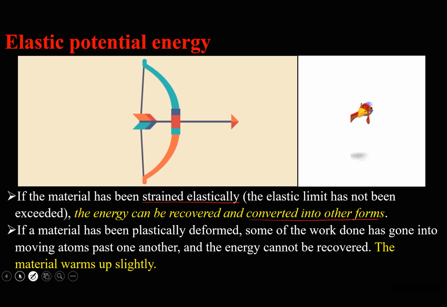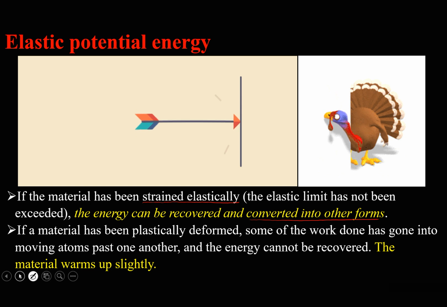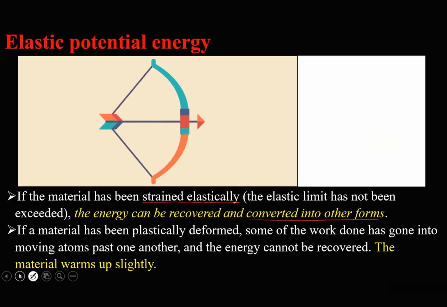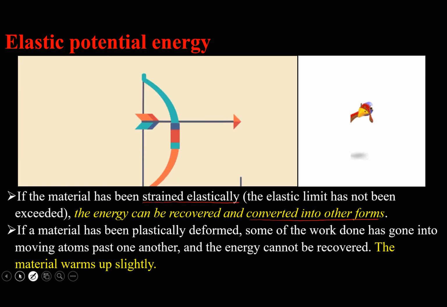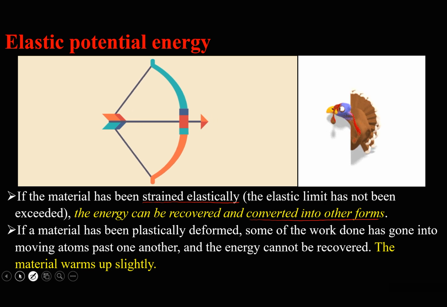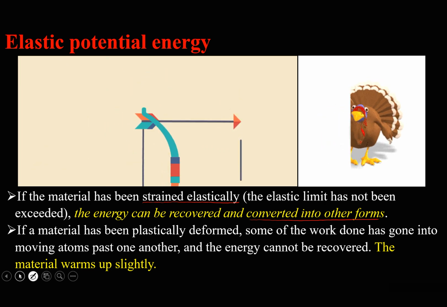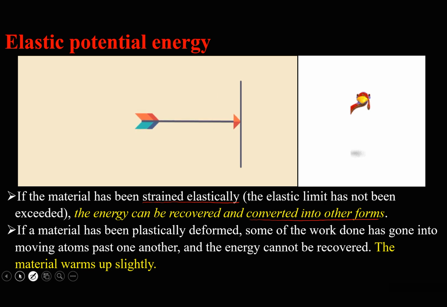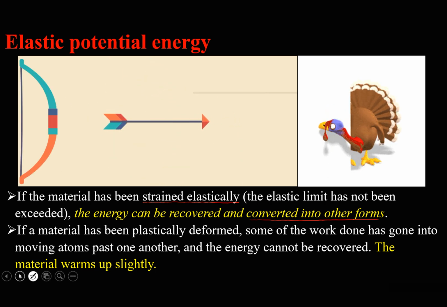That's what we call elastic potential energy. So if the material is deformed elastically, all the energy becomes converted to other forms. But if the material is deformed plastically, some of the energy that was used in deforming the material is wasted as heat, or it becomes internal energy in the material. That's why the material may become warm. So that is what we are talking about as elastic potential energy.